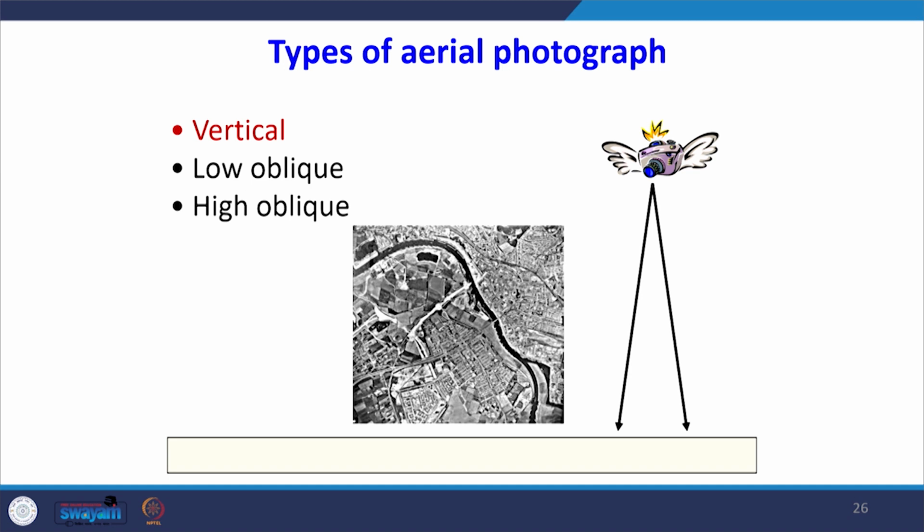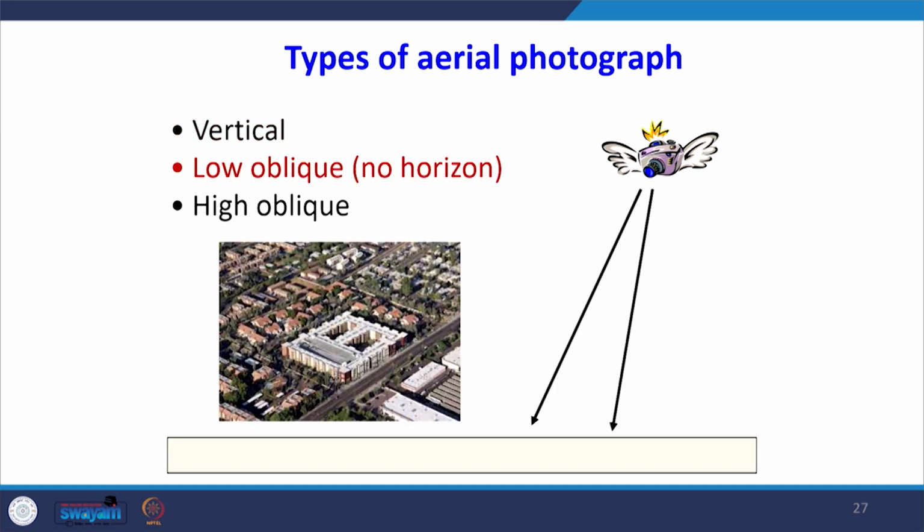Then the second category here is the low oblique photograph. The advantage of this low oblique photograph is that you can see the height of the objects. So one can see the height of the object, and these photographs have been used to estimate the number of stories in a house and the height of the structure also. But the scale is not uniform in this particular case.